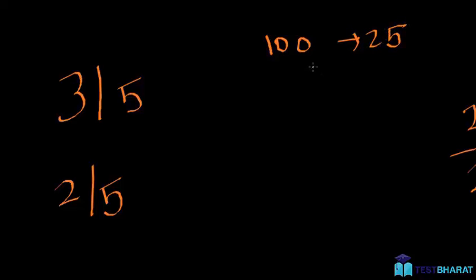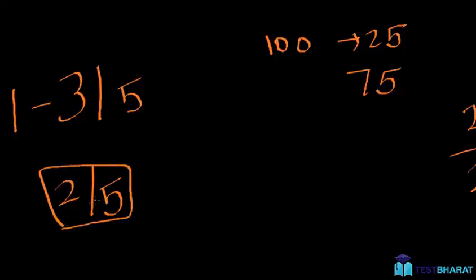there can be only two choices: they can be permanent or non-permanent. So 75 will be permanent. You just subtracted 25 from 100. But here in the fraction, the whole is 1. 1 represents 100%. So 1 minus 3 by 5 will give us 2 by 5.